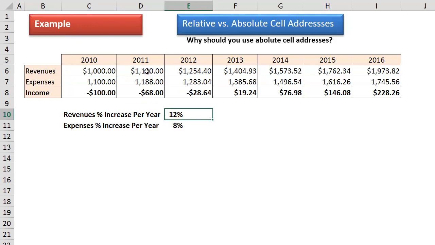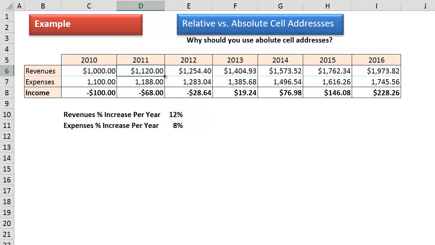Well, let's take a look at that formula. So here's the prior year, C6. It points one cell to the left. And I multiply it times 1 plus the percent increase. So that gives me 112%, if you will. So notice the absolute reference here to E10. And so E10 is always going to point here at this 12%. It'll never change. And so I enter that formula.